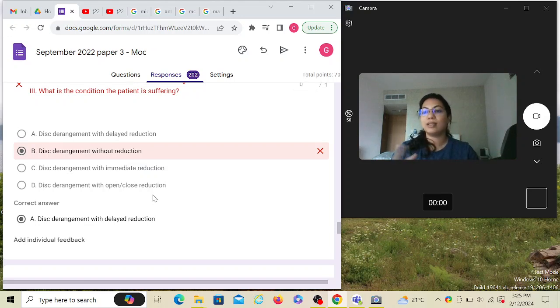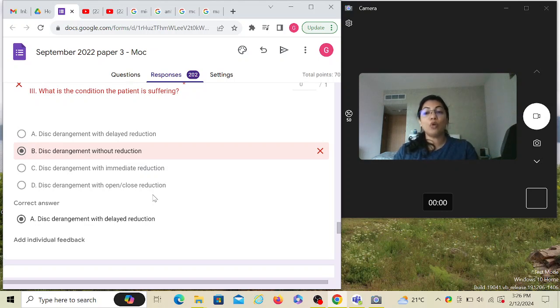Okay. So let's see. Disc derangement with delayed reduction, kind of right answer. Disc derangement without reduction, no. Disc derangement with immediate reduction, no. It's always a delayed reduction because the first 20 mm, like we mentioned in the video, it's just a rotational movement of the condyle. It's always a delayed reduction.